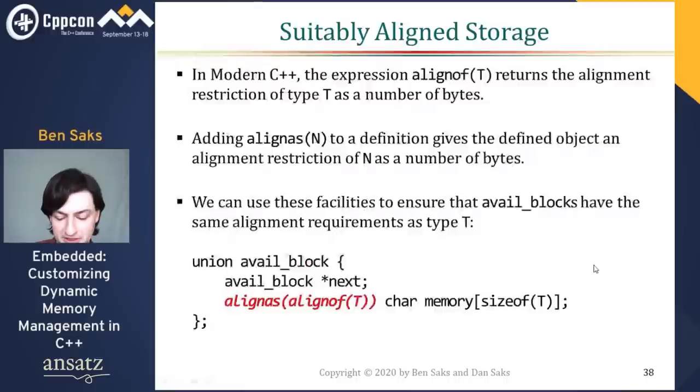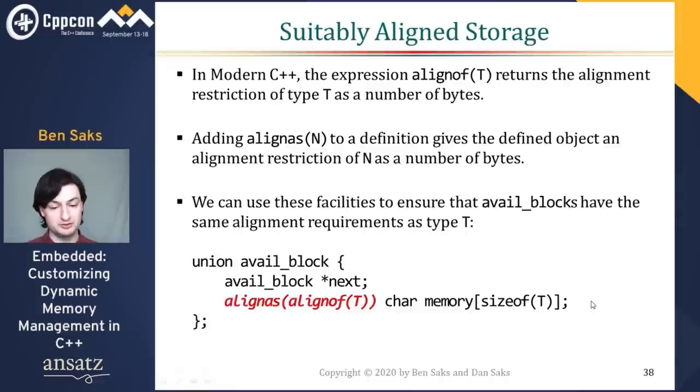Now, in modern C++, the expression alignof(T) can be used to determine the alignment restriction of a type T as a number of bytes. So you can also use this alignof(T) to get the number of bytes of alignment that something needs. And then you can declare an object with alignas to say, align this value so that it has the same alignment restriction as an object of type T in this case.